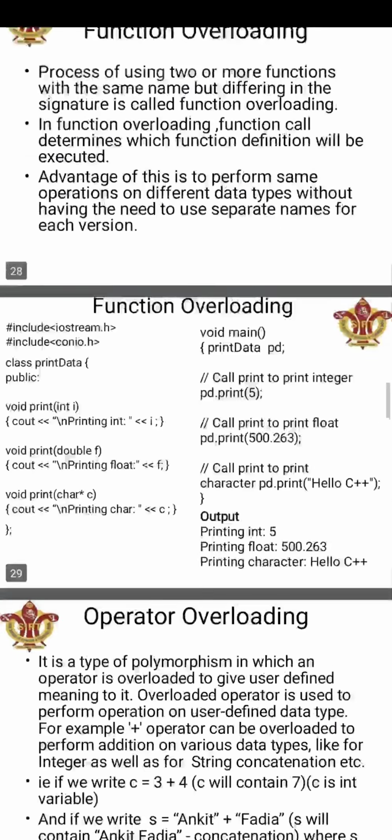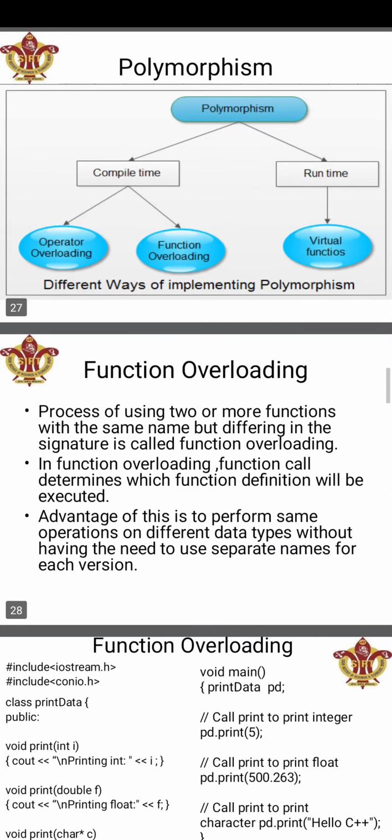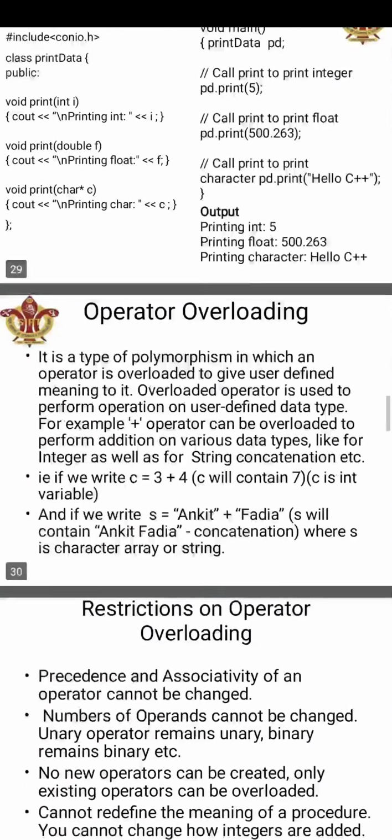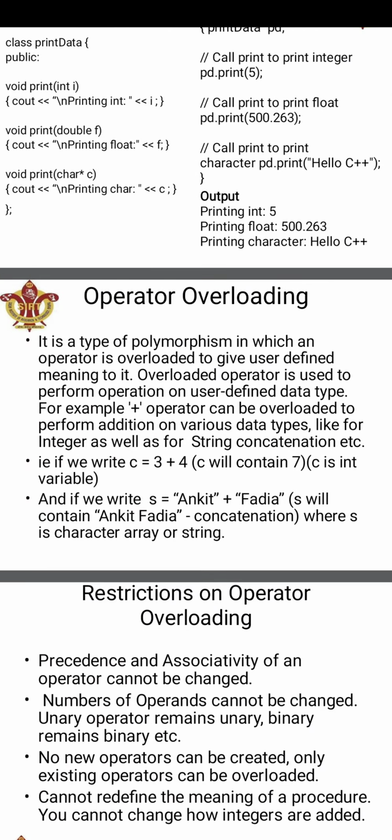So this is an example of function overloading, which is the compile time implementation of polymorphism. Second example for compile time is operator overloading. Like we are overloading the functions, we can overload the operators also. It is a type of polymorphism in which the operator is overloaded to give user defined meaning to it. Overloaded operator is used to perform operation on user defined data type.